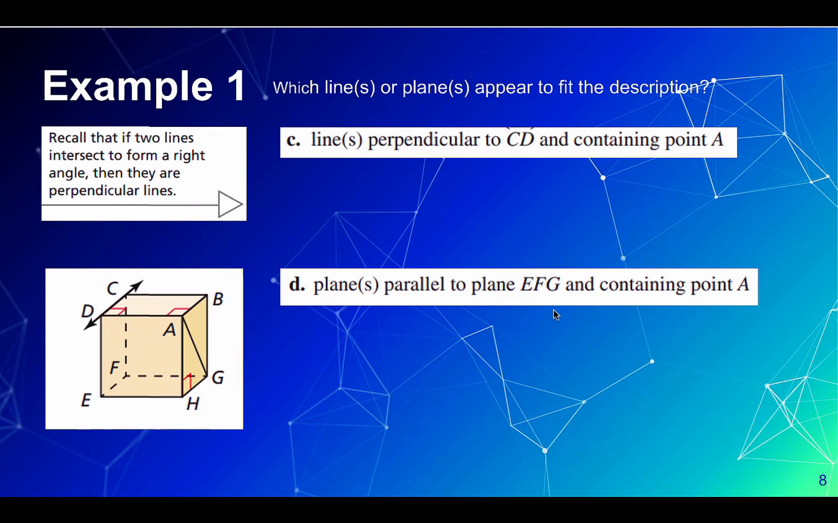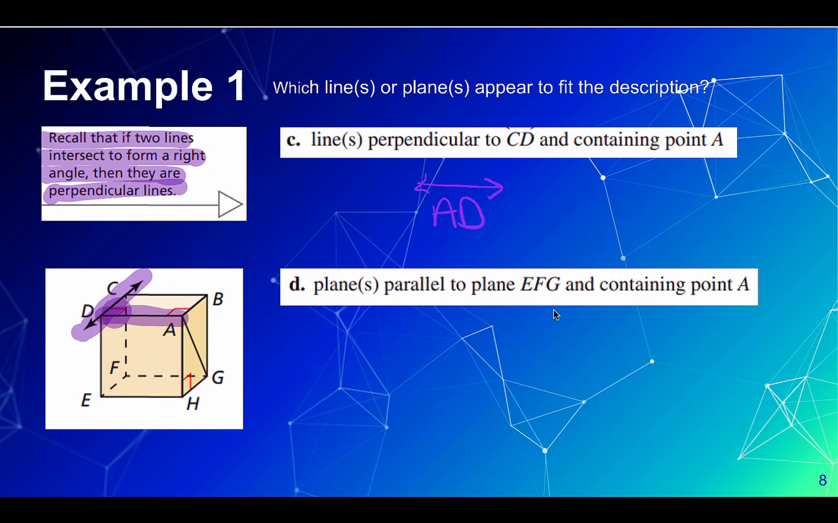C says which lines are perpendicular to CD. Here's CD. Perpendicular: if two lines intersect to form a right angle, they are perpendicular. Here's the right angle. What line touches CD at a right angle and contains A? That would be line AD or DA.